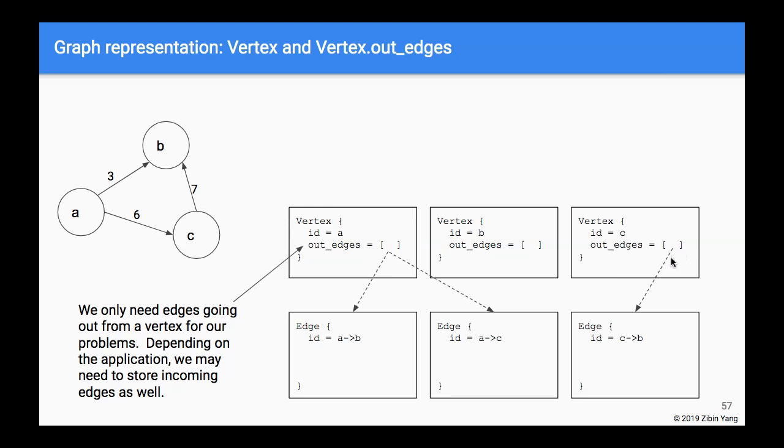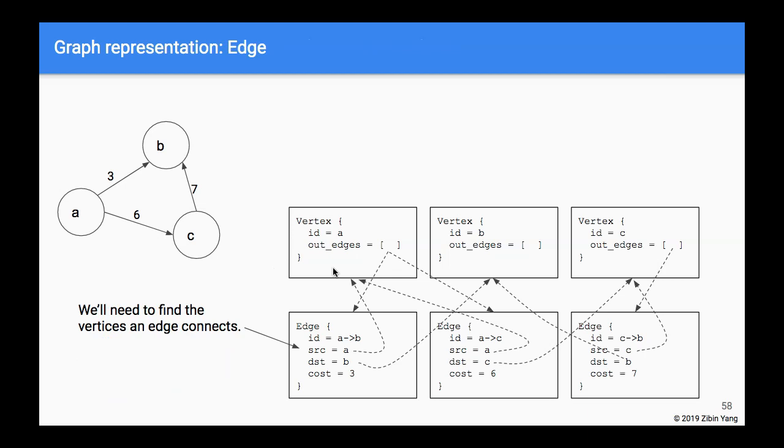In its outgoing edges, it has a reference to an edge object that represents the edge going from C to B. As you can see, there are out edges, but no incoming edges. For the problems that we're going to solve, we don't need incoming edges, but for certain other applications, we might need them. Anyway, moving on to the edge objects.